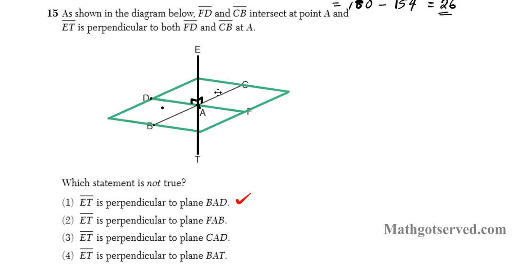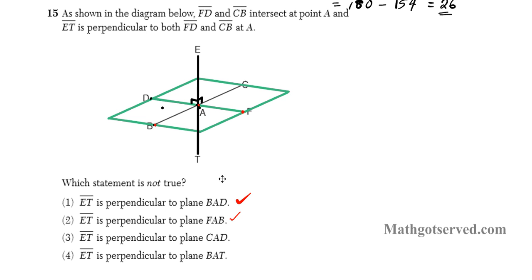All right, ET is perpendicular to FAB. FAB are 3 points that are on the same plane that we're talking about. Okay, remember, this line is perpendicular to any set of points that define this plane right here. So these 3 points define this plane that has 2 lines that are perpendicular to this line. Hence, it has to be perpendicular to this plane also. Okay, so that checks out.